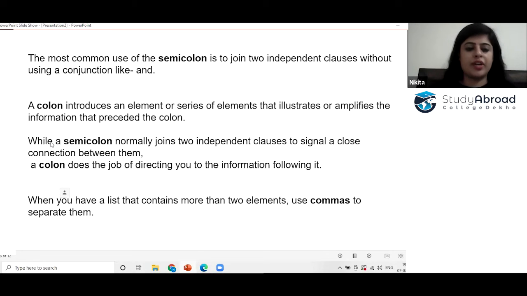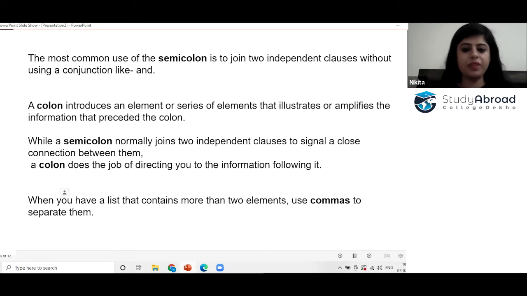Another piece of information related to these two concepts: a semicolon normally joins two independent clauses to signal a close connection between them. I went to the market, I saw a cat, so there was a connection between the two statements, right? So that's what is written over here. What does a colon do? A colon does the job of directing you to the information following it, that is below it, the list that comes afterwards.